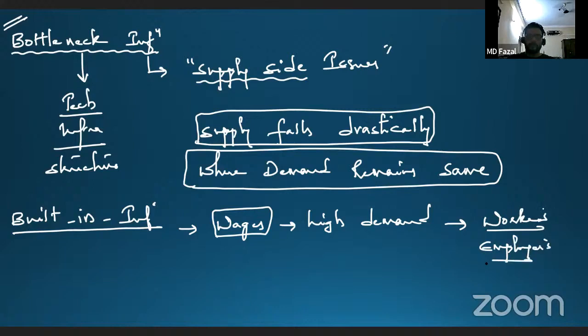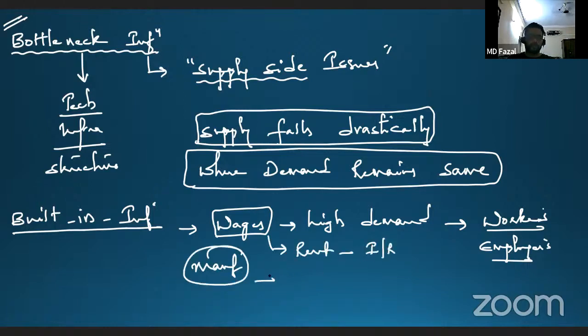Employers are demanding. Now, what does the manufacturer do? It could be wages, it could be rent, it could be interest on the loans, it could be anything. So manufacturers will slowly try to put all this into the cost, that is the final cost of goods and services. This is called built-in inflation.